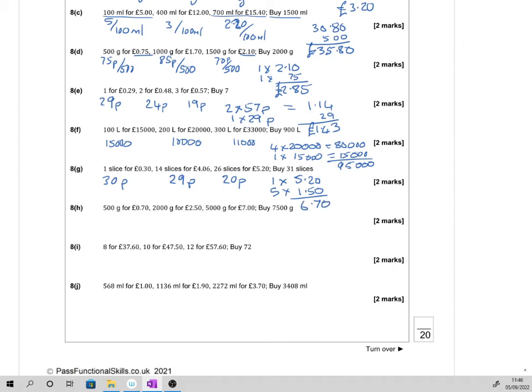Right, so for 500 grams costs 70p. 2,250. So 250 divided by 4 is 62. This middle one is 62.5p, and divide that by 10. Divide that by 10, so that's 70p. So we want to buy 7,500 grams. This is cheap, isn't it?